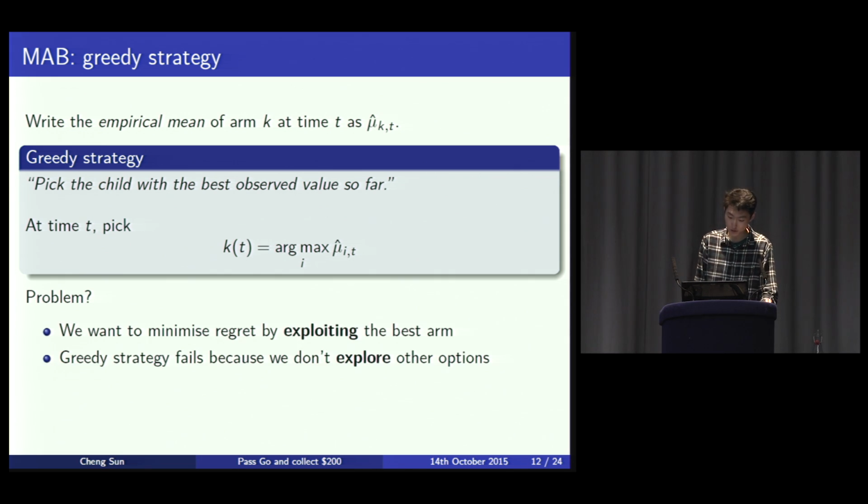So the problem here is, although we're trying to exploit the best arm every time, our strategy fails because we don't explore the other options. We could be exploiting a pretty good arm, which is not the actual optimum arm. So we get a glimpse here of the exploitation and exploration kind of trade-off.